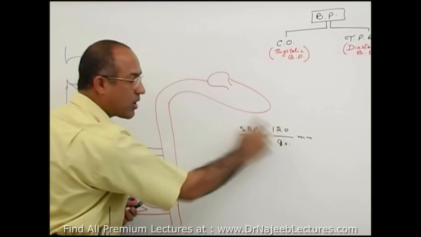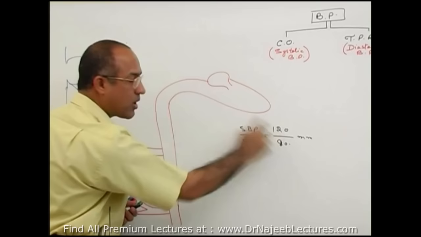What is the resistance? For example, the left ventricle is contracting. It has to push the blood into the arterial tree against a resistance. What is this resistance? Total peripheral resistance. Now listen carefully. Let us suppose that I increase the venous accumulation here. If a lot of venous blood accumulates here, then we say preload is more. If preload is more, then stroke volume is more. And if stroke volume is more, then cardiac output is more. And then systolic blood pressure is more, right?